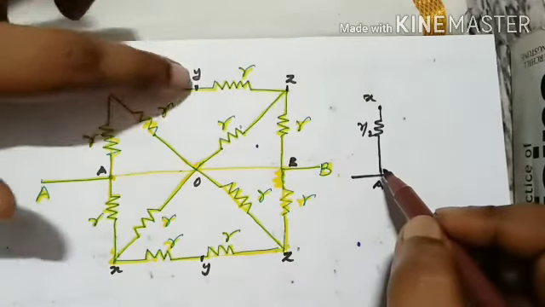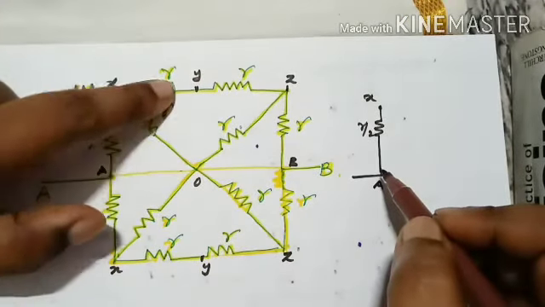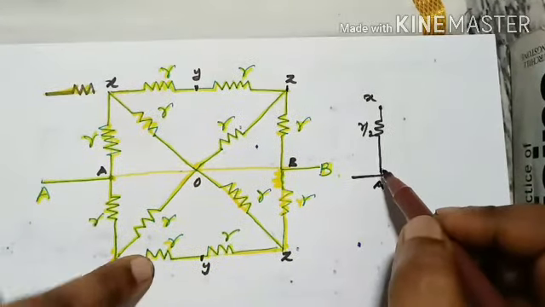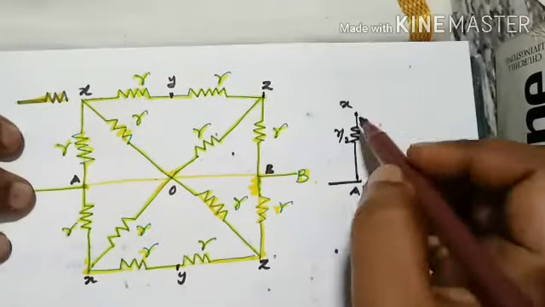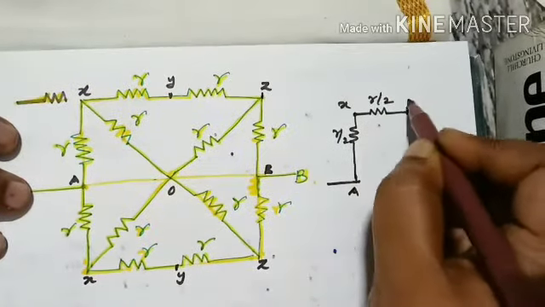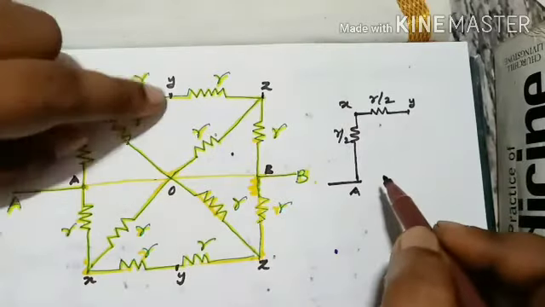Now let's move on to X and Y. X and Y has one resistance here, and X and Y has another resistance here. So how many resistances are between X and Y? Two R's in parallel, so it becomes R by 2. So stop till Y.